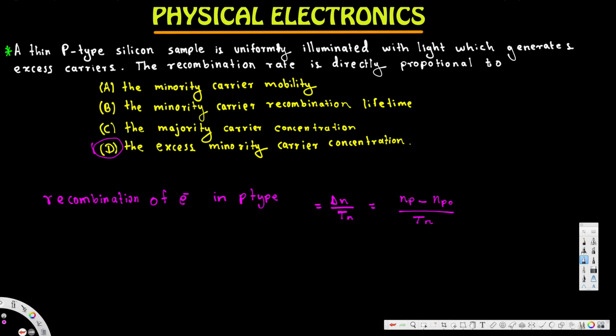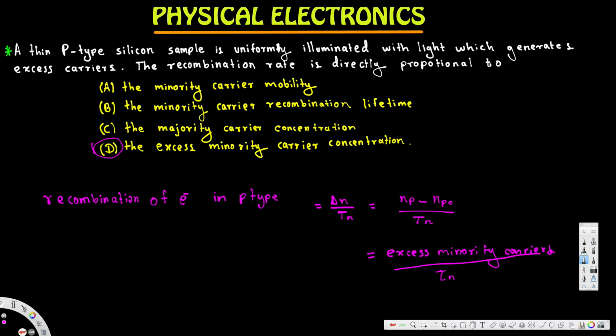And this is the excess minority carriers. When you subtract the thermal equilibrium electron concentration from the actual electron concentration, you get the excess minority carriers. So the excess minority carriers divided by the lifetime of the minority carriers gives you the recombination of electrons in p-type.